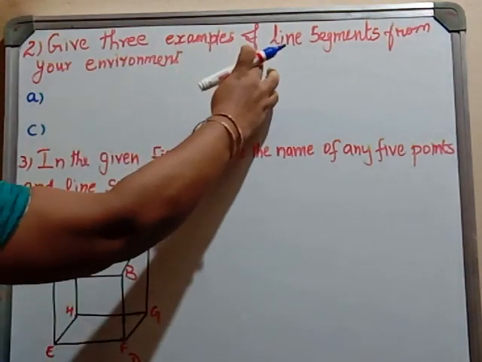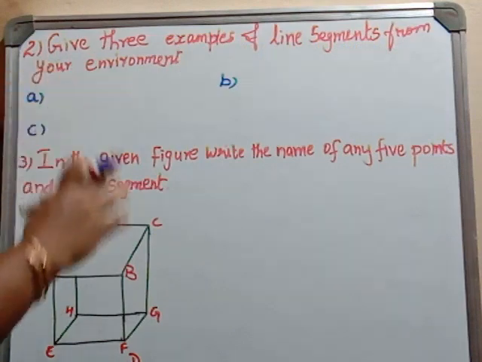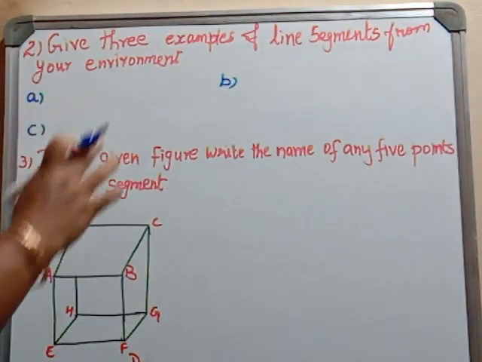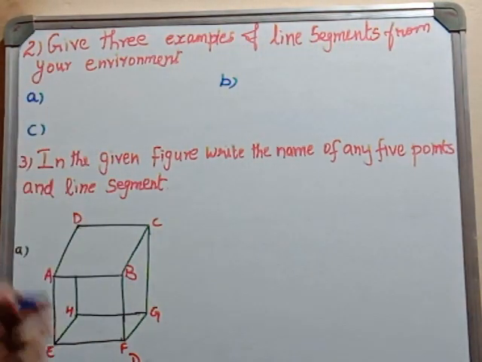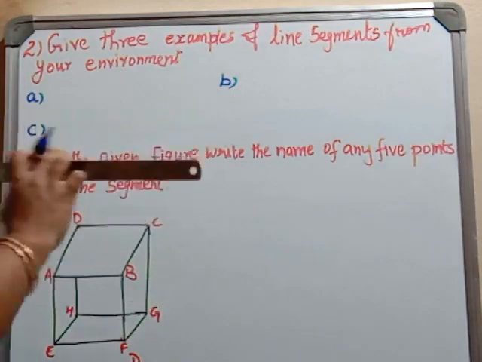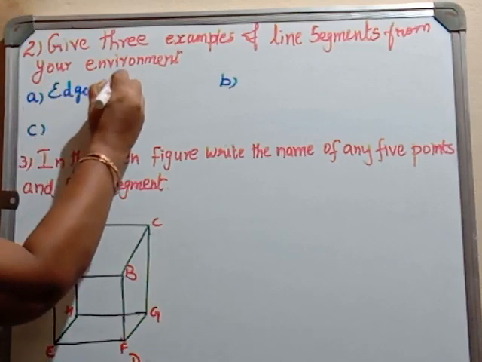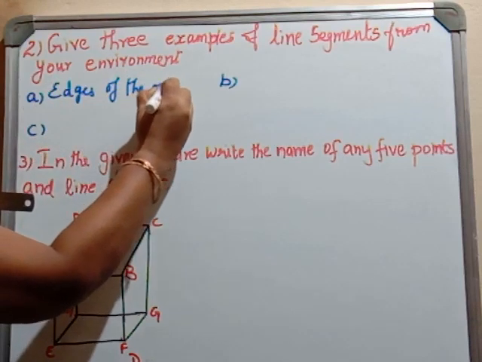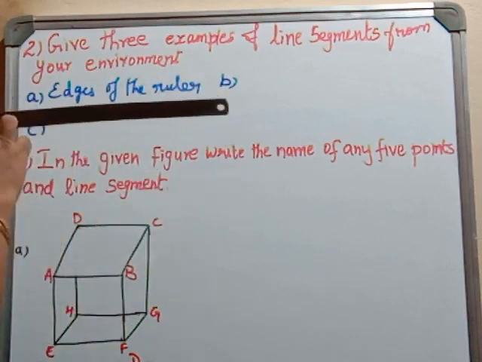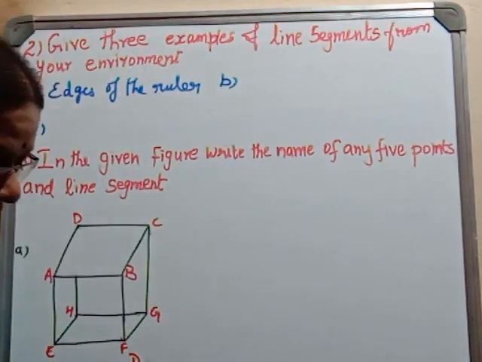Give 3 examples of line segment from your environment. Children, wherever you are, you can find a line segment in your place only. Here I am having a ruler. See, the edges of the ruler are line segments. Is it? It's a line segment. There is an end point here, here also an end point. This is a line segment.